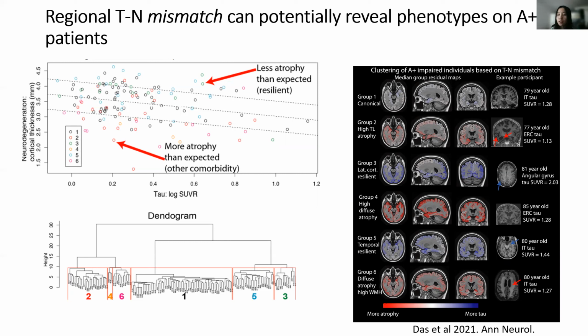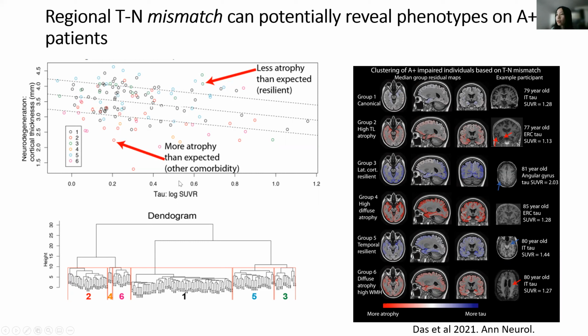Our hypothesis is that in the TN relationships, the patients that fit on this TN linear model tend to be relatively pure AD cases, and the patients with greater neurodegeneration than expected for a given level of tau will be the vulnerable phenotypes. They could be associated with comorbid pathologies. On the other hand, the patients with less atrophy than expected will be the resilient phenotypes.